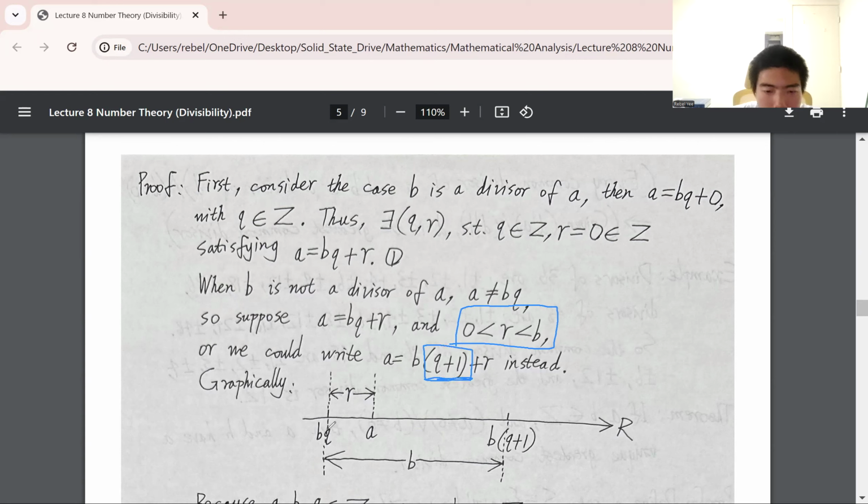So what we say here is we can draw a graph to illustrate it. So BQ here and A is larger than it, so we can say this is R, right? And R cannot go beyond this point. R can at most go to here, slightly smaller. It's not equal, it's smaller than it, because if it goes beyond, then we can say A is equal to some BQ plus a new R, instead of this R. So we have proved the existence of R and Q here.